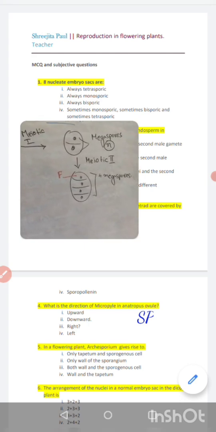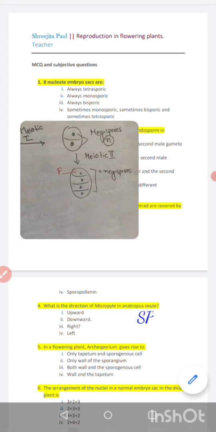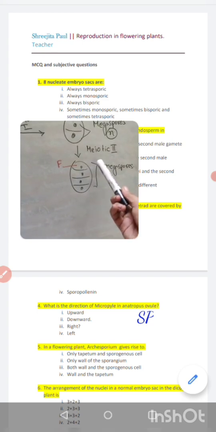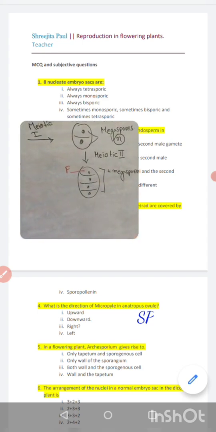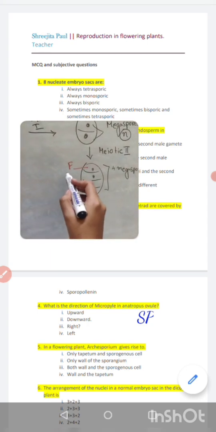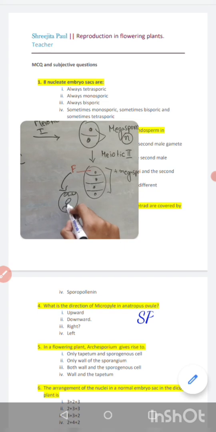The megasporogenesis that we have learned in our chapter is the monosporic type, where one megaspore becomes functional and the other three degenerate. That means, student, the embryo sac will be formed from a single functional megaspore. That is why it is known as monosporic.